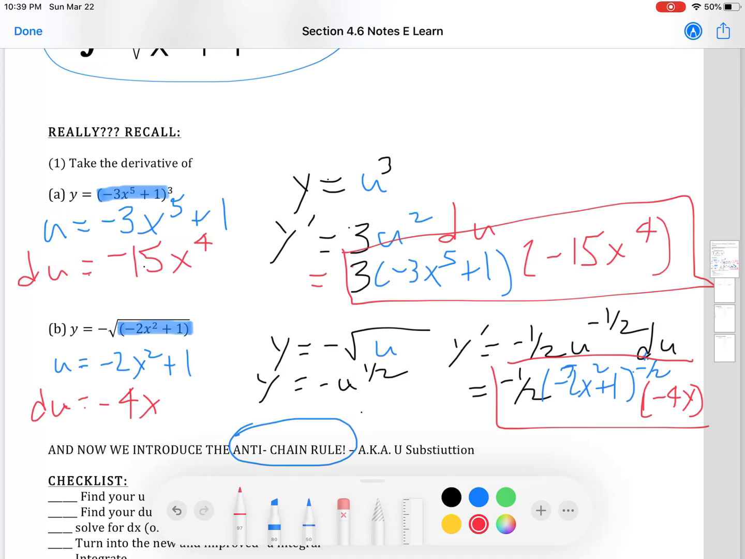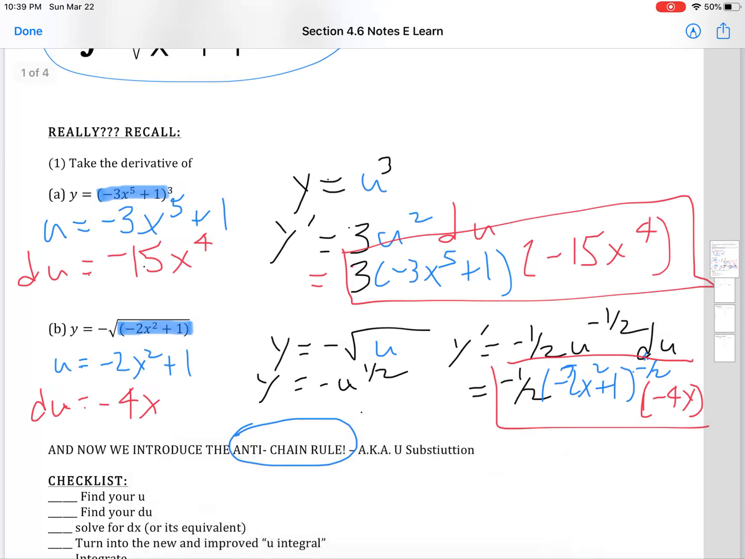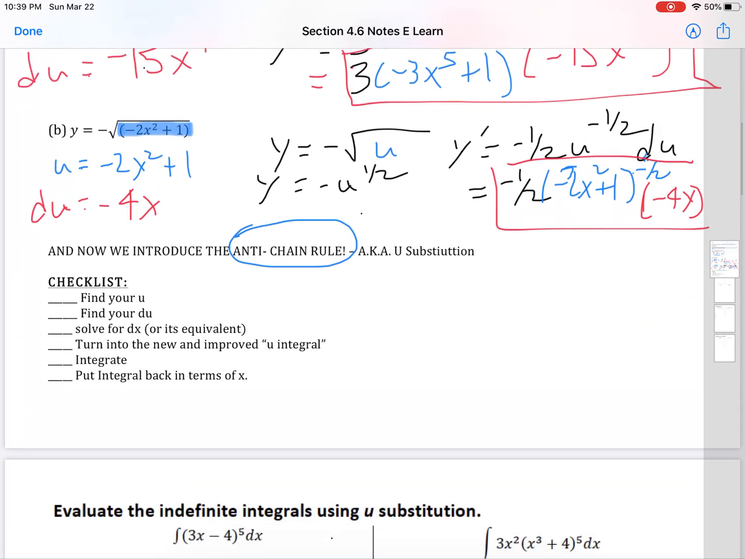So in the next examples that you're going to see in the next video, you're going to see the anti-chain rule. And in some ways, it's kind of like the chain rule, but in reverse. As with a good chain rule setup, when we kind of look at the steps that you're going to see, we're going to identify what our U is. Then we're going to find what our DU is going to be. We're going to solve for dx, or its equivalent. And then we're going to turn it into a new and improved U integral, integrate that easier version, and then put things back in terms of x.